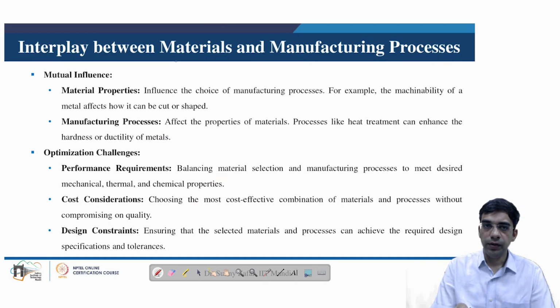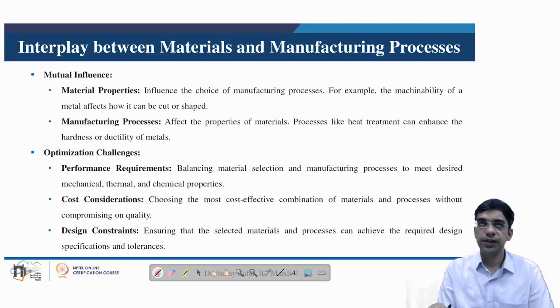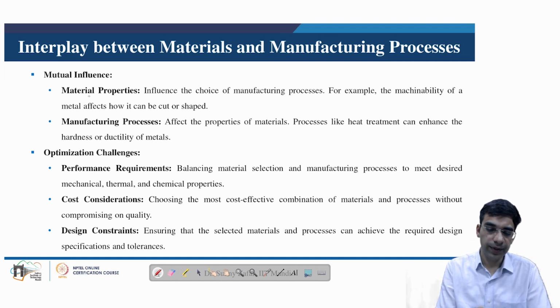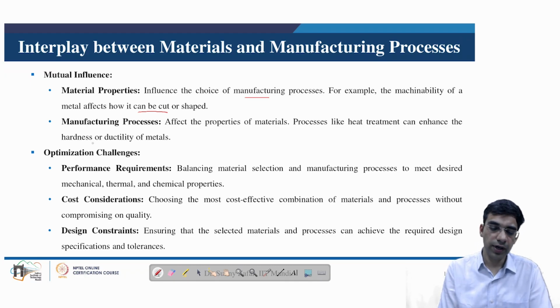So we can now understand the interplay between materials and manufacturing processes, wherein we can see that there is a mutual influence: material properties influence the manufacturing process. For example, machinability of metals influences how they can be cut or shaped. Manufacturing processes also affect the properties of the materials, because processes like heat treatment may enhance certain properties of materials, say hardness or ductility.